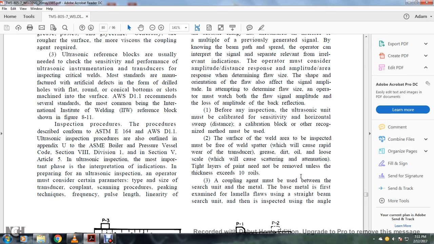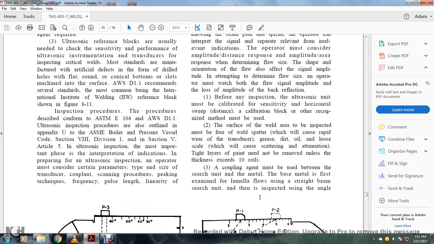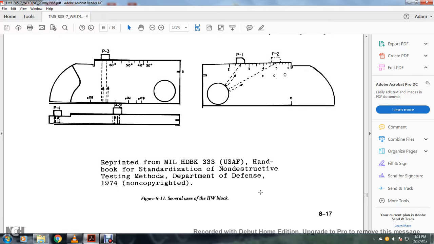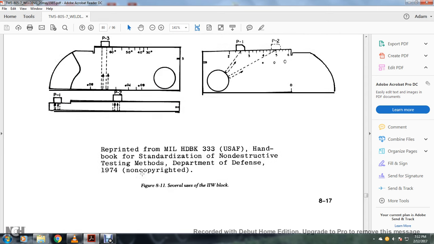A couplant agent must be used between the search unit and the metal. The base metal is first examined for laminar flaws. Use a straight beam search unit and then inspect using the angle beam. Figure 8.11 shows the use of the IIW block.